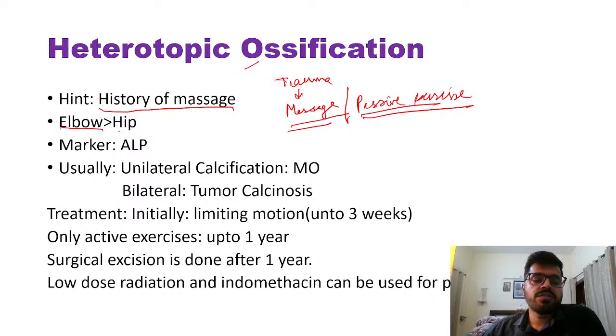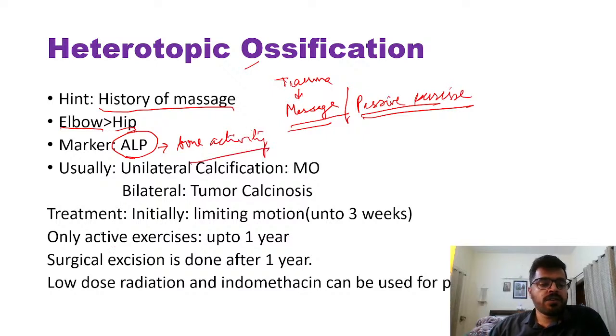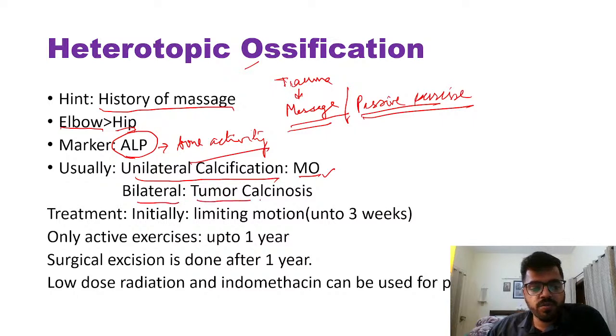Elbow is the most common region, followed by hip. Marker is ALP, as it is secreted from osteoblast and is a marker of bone activity. If there is unilateral calcification, it could be heterotopic ossification or myositis ossificans. If it is bilateral, it could be tumor calcinosis. We should get the workup done for some primary. There could be some primary which is unknown.